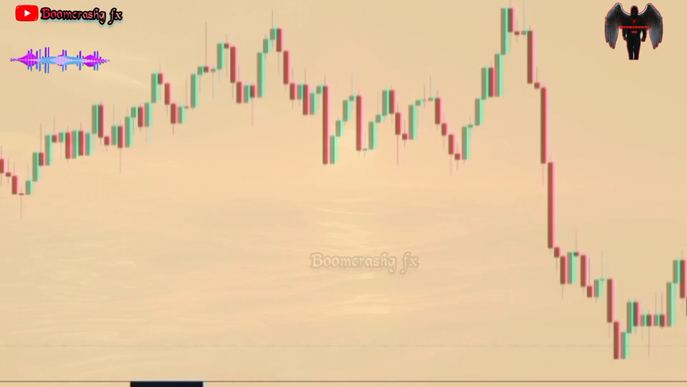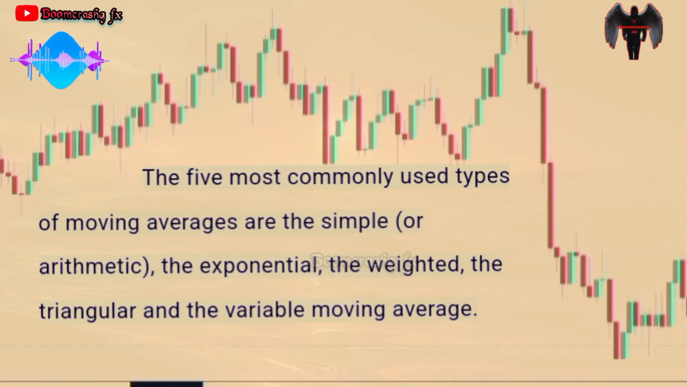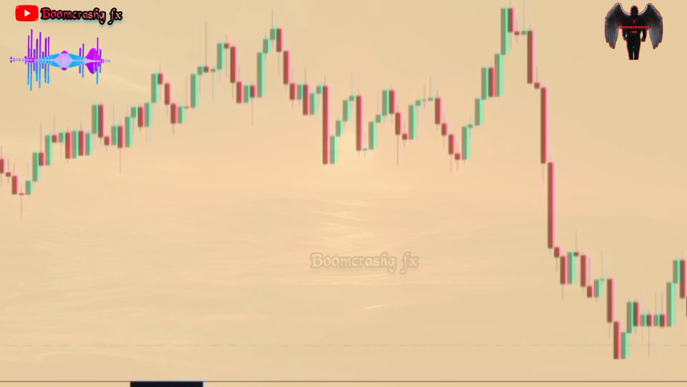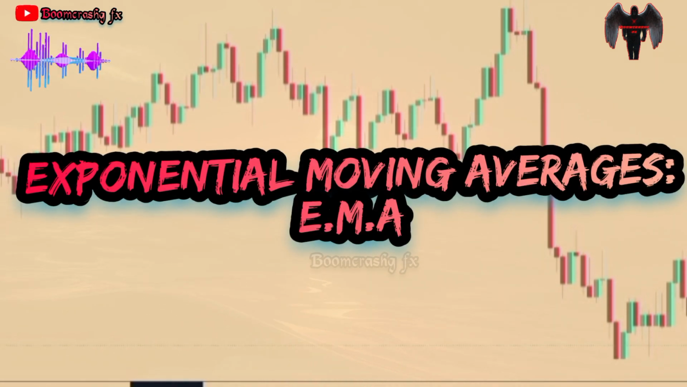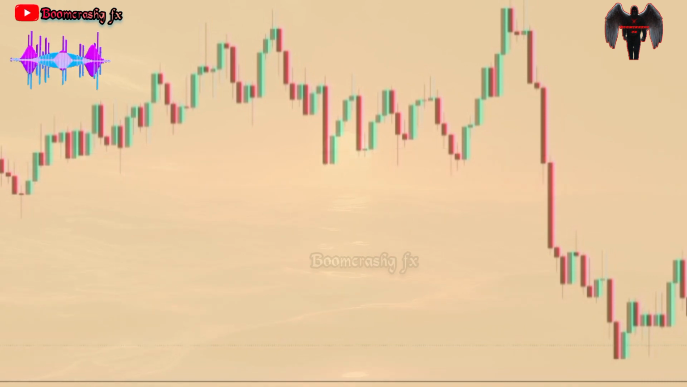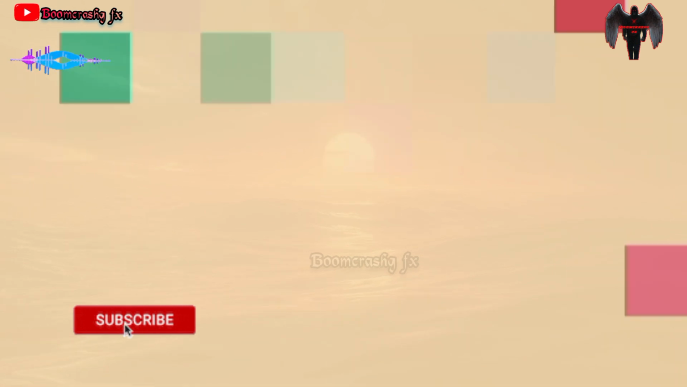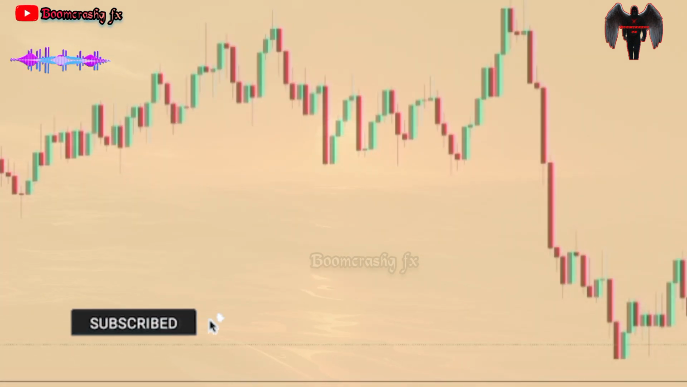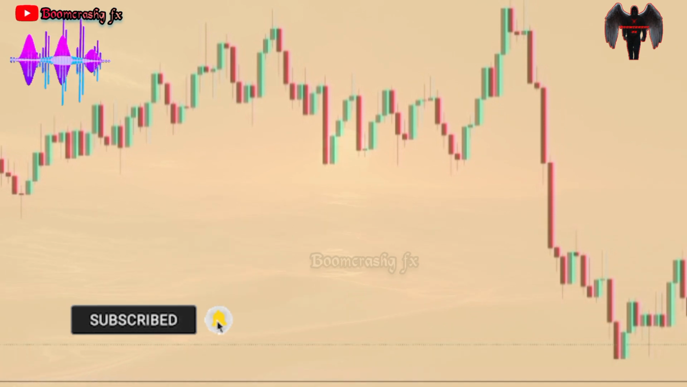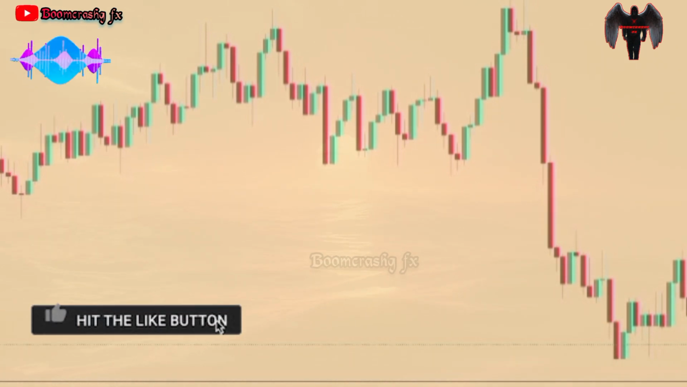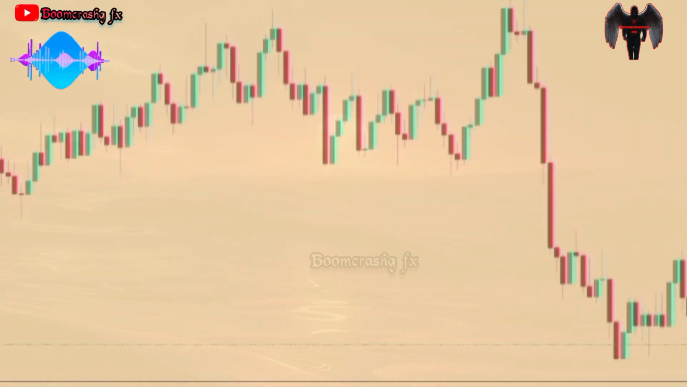We have different types of moving averages. We have the simple or arithmetic moving averages, the exponential moving averages, the weighted moving averages, and the triangular and the variable moving averages. What we are going to be talking about particularly is the exponential moving average, which we can simply call the EMA entry pattern, the exponential moving average entry pattern. You can use the other moving averages, the simple or arithmetic averages, the weighted averages, the variable averages, and so on. But here we'll be focusing on the EMA.